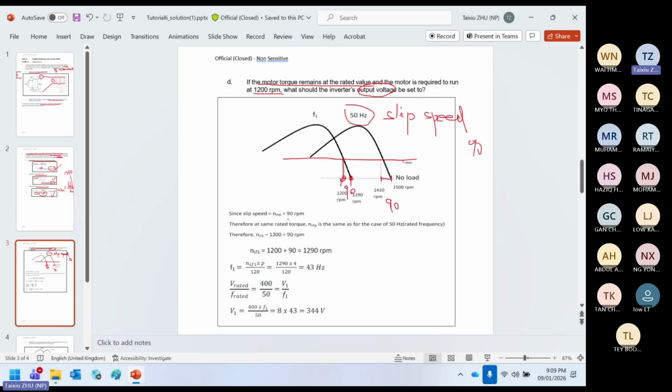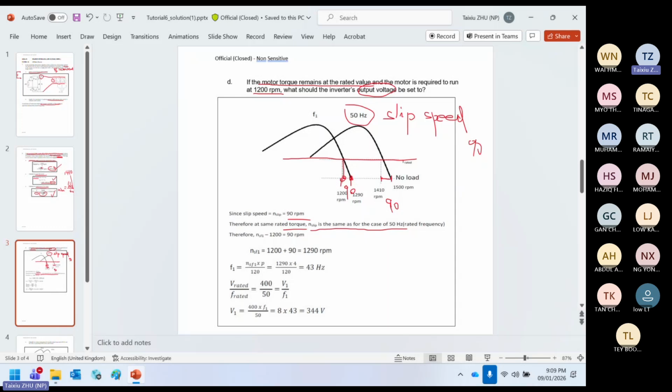Slip speed 90, true. Then therefore, at the same rated torque, the slip speed will be the same as for the case of 50 hertz. That basically, here's 90, here's also 90. Why is this? Because this is the V/F constant control. Is that clear? Yeah, so basically same.